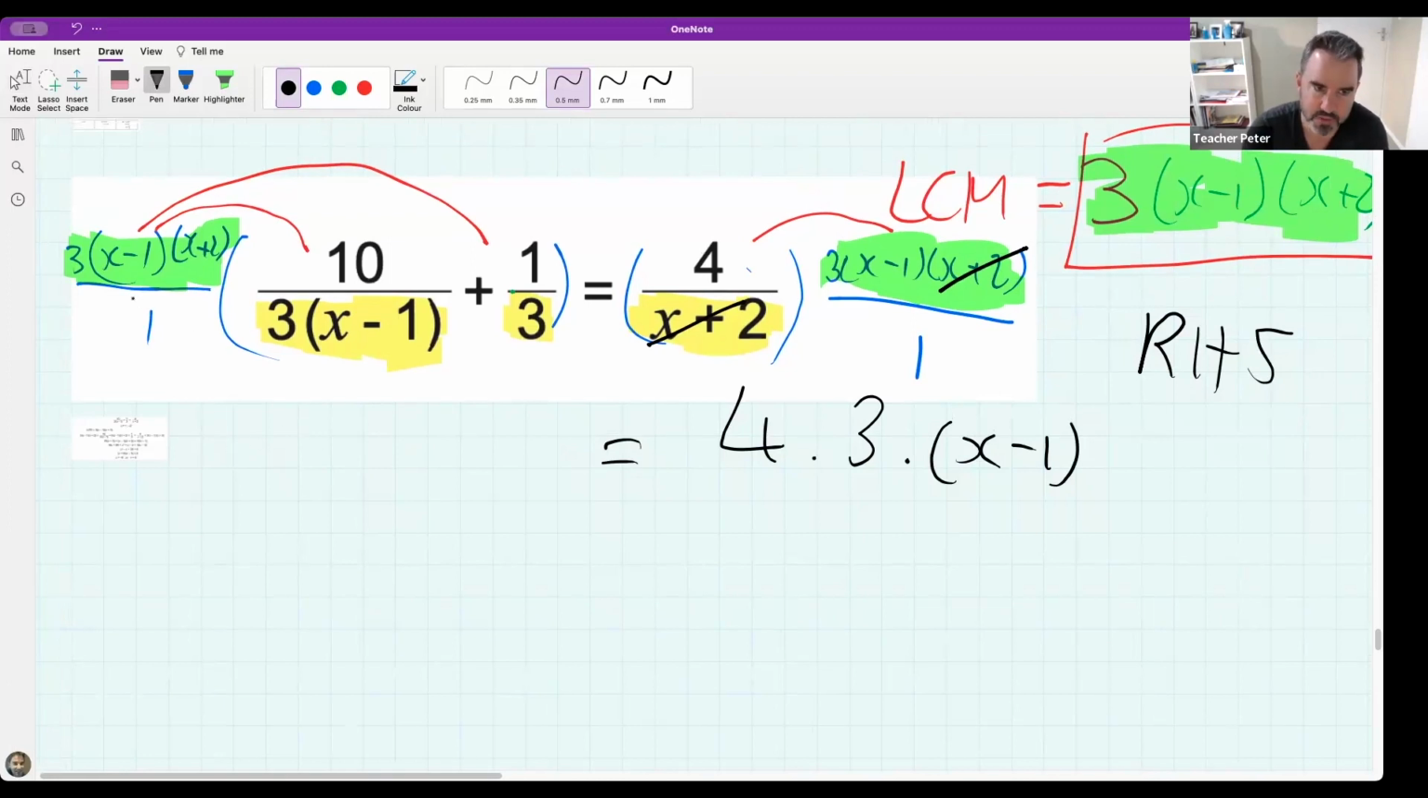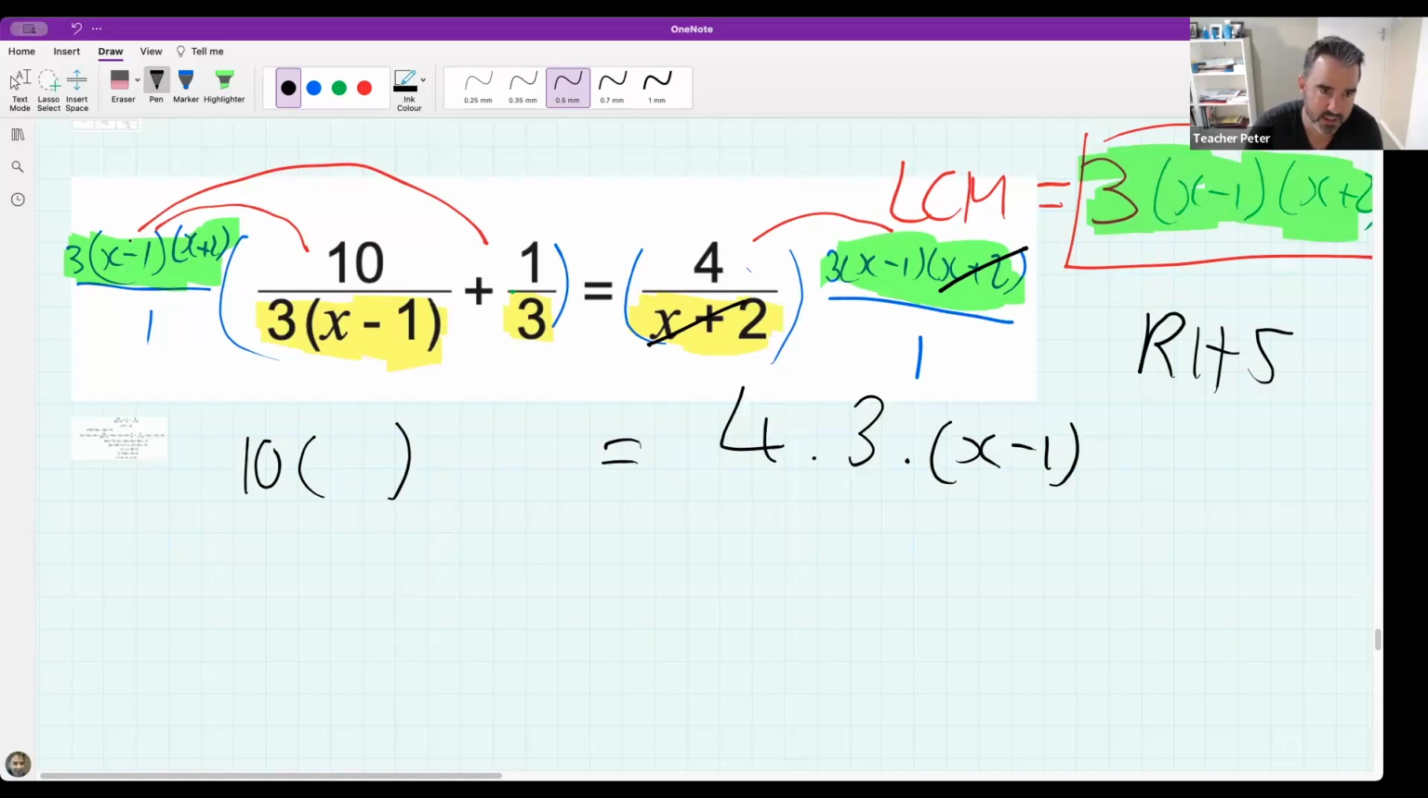Okay, now I need to multiply this into these 2 things. Now, what happens is when I multiply this first bit by this one, can you see for the first bit, there will be a 10 left at the end. But when I multiply this, what is going to get cancelled out? The 3 is going to cancel out with that 3. The x minus 1 is going to cancel out with that x minus 1. And what is the only thing that's going to be left next to the 10? Tell me in the chat, what is going to be left next to the 10?